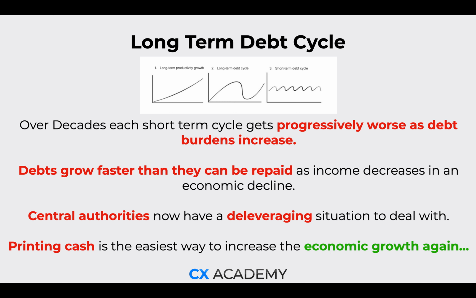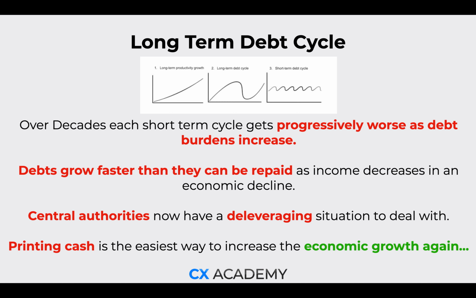And in terms of a long-term debt cycle, over decades of these short-term cycles, the cycles get progressively worse as debt burdens increase. Debts start to grow faster than they can be repaid, because remember, you're borrowing from your future self and some. Everyone stops spending money because these instant stimuluses of credit are not available anymore because people are less creditworthy. That means your income decreases, yet your expenses, the debts and loans that you must repay with interest, increase. That's a debt burden. So debts begin to grow faster than they can be repaid as income decreases in an economic decline. Hopefully you're following along here.